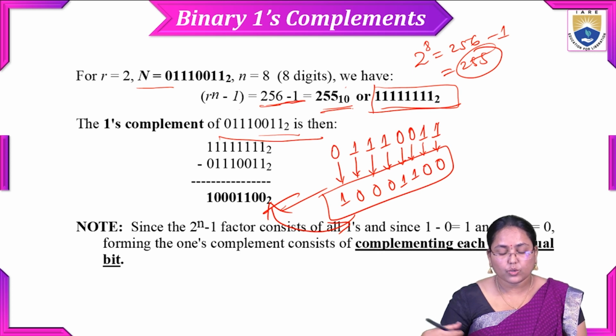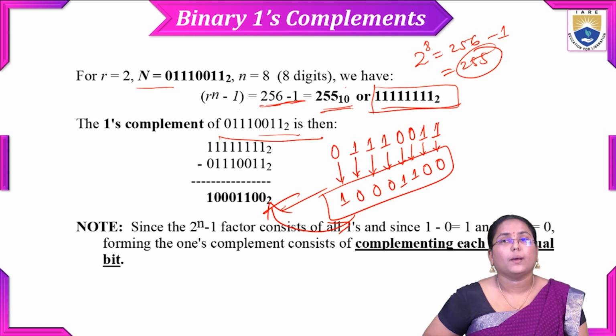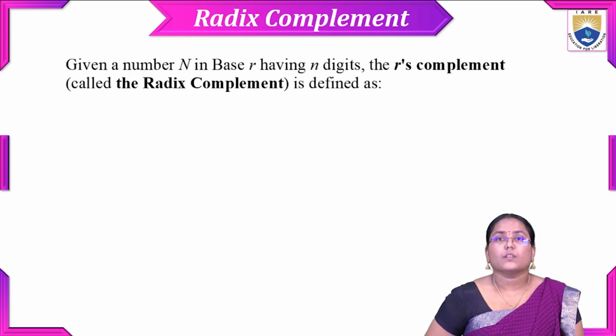So since the 2 to the power of n minus 1 factor consists of all 1s, and since 1 minus 0 equals 1 and 1 minus 1 equals 0, forming the 1s complement consists of complementing each individual bit. Okay.